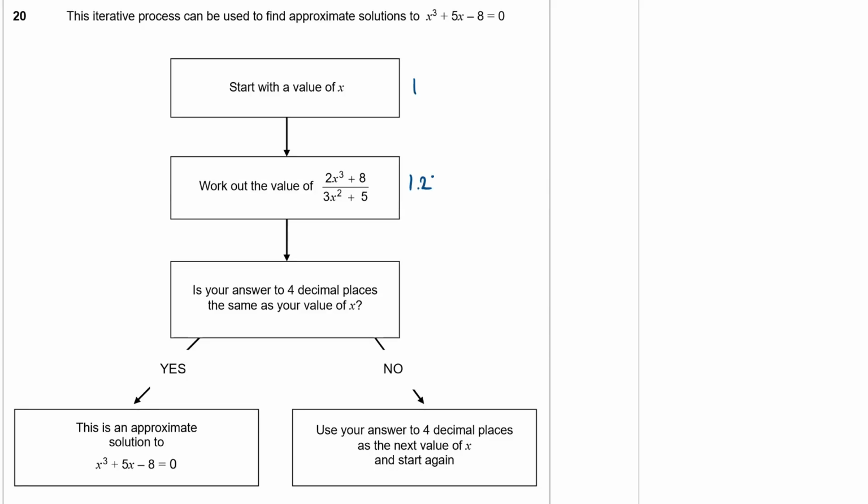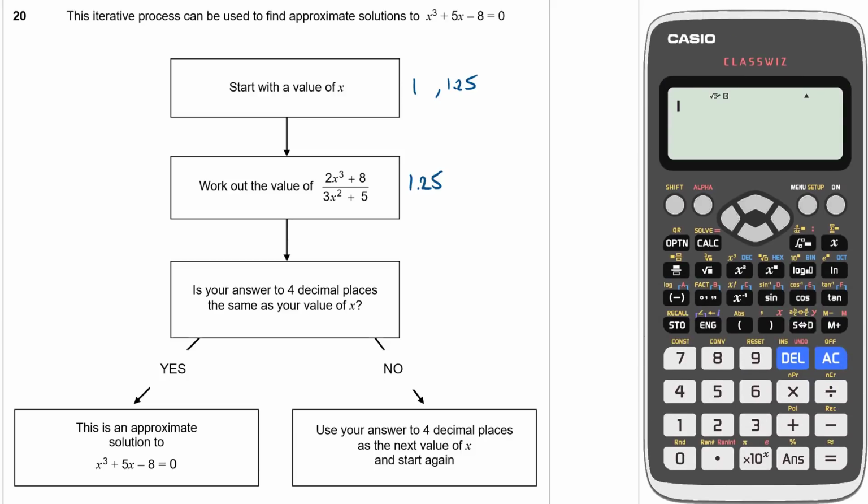1.25. Is your answer to 4 decimal places the same as your value for x? No, it's not. So use your answer to 4 decimal places as your next value of x and start again. Okay, so I'm going to go back up to the top and I'm going to make 1.25 my input value. Right, I'm not going to be able to do this sum in my head this time, so it's time to reach for the calculator.